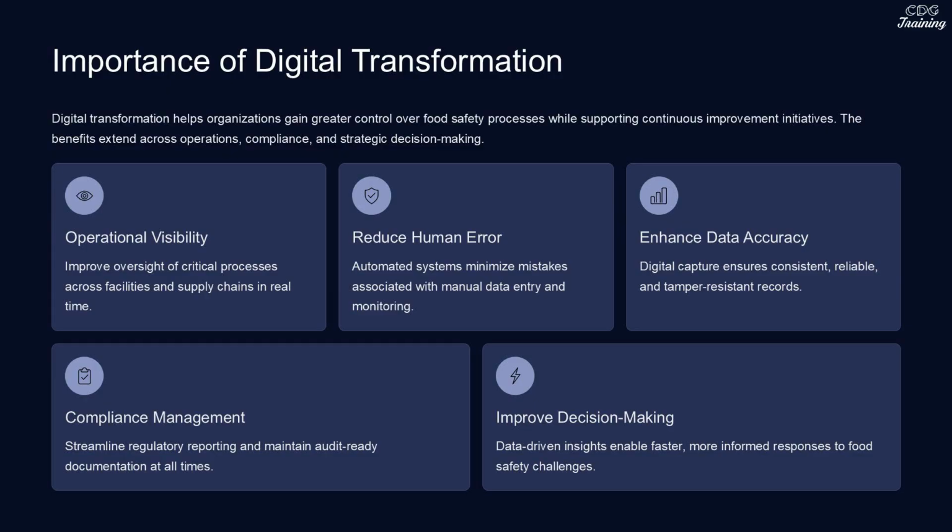Operational visibility improves oversight of critical processes across facilities and supply chains in real time. Reducing human error minimizes mistakes associated with manual data entry and monitoring. Enhanced data accuracy ensures reliable, tamper-resistant records. Compliance management streamlines regulatory reporting and maintains audit-ready documentation. Improved decision-making enables faster, more informed responses to food safety challenges.